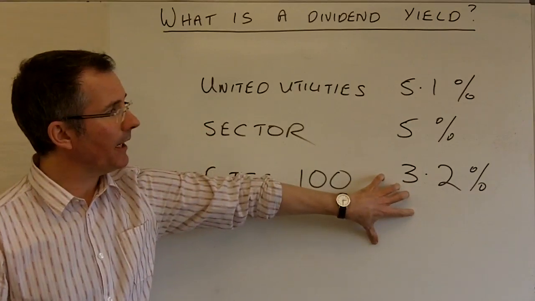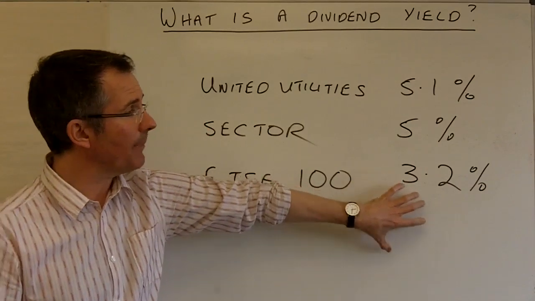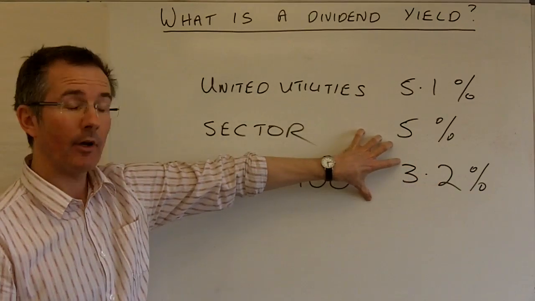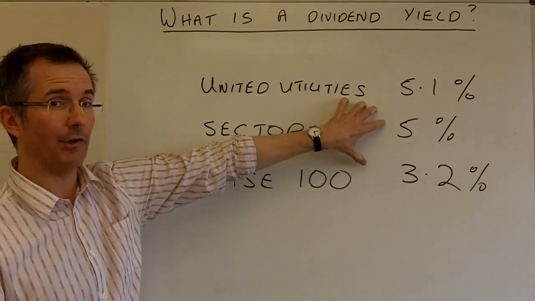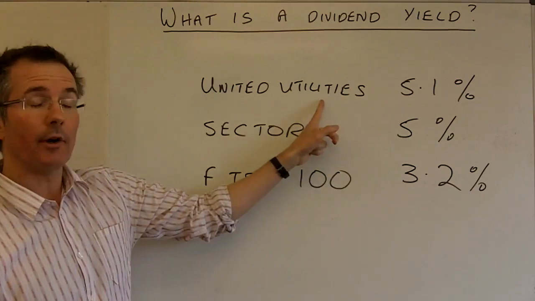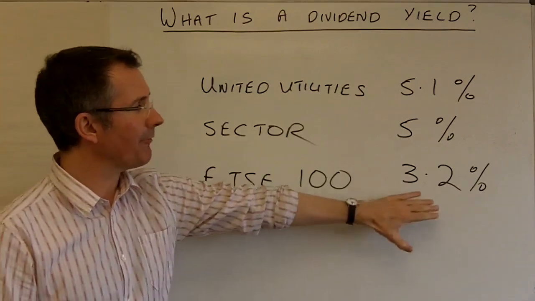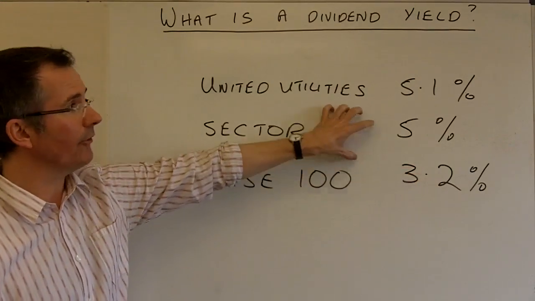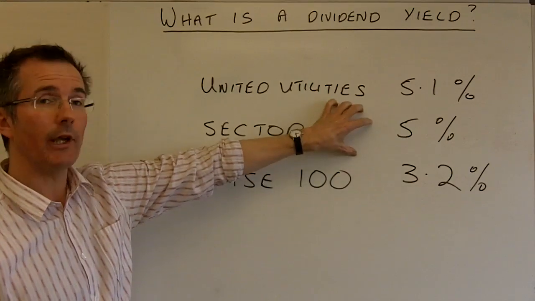Now, suddenly I'm getting a picture. The average company in the UK pays 3.2%, the average utility company pays 5%, and United Utilities is the average utility company on that basis. So maybe this is quite generous. I'm thinking, well great, rather than buy an average FTSE 100 company with a 3.2% yield, let's go hunting in the utility sector for something with a juicier yield.